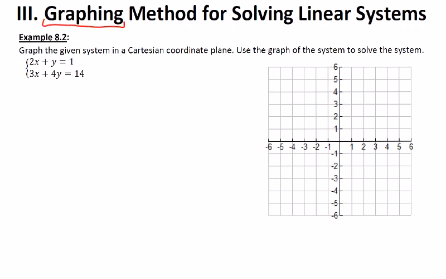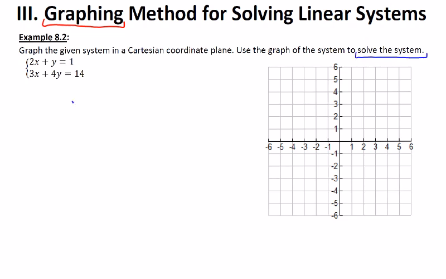There really won't be anything new to learn here because we've already discussed the concept of graphing a linear function or a linear equation. We did that back in section 6. If you need to pause, go back and review section 6, now would be a good time to do so. Looking at example 8.2, it says, graph the given system in a Cartesian coordinate plane. Then we're going to use the graph of the system to solve the system.